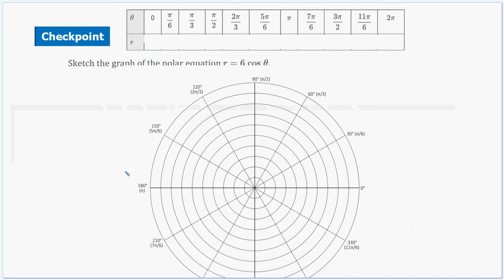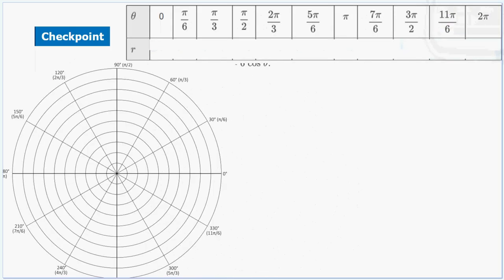Here's a practice problem for you. 6 cos of theta. So pause the video, fill in the chart, and try to graph that function. All right, let's see how well you did.